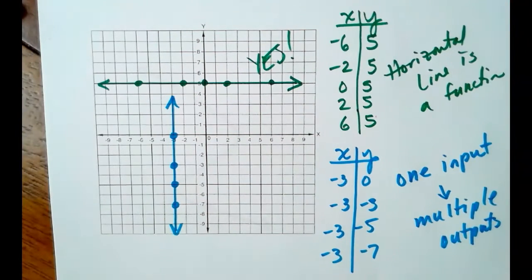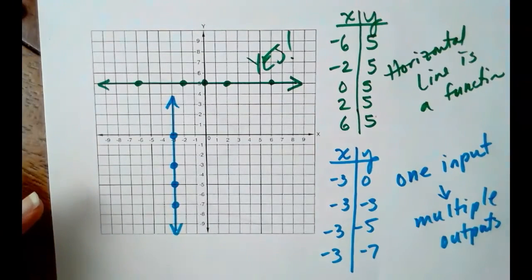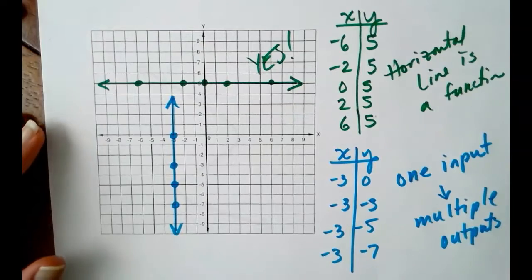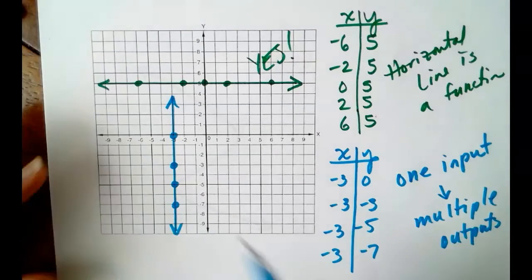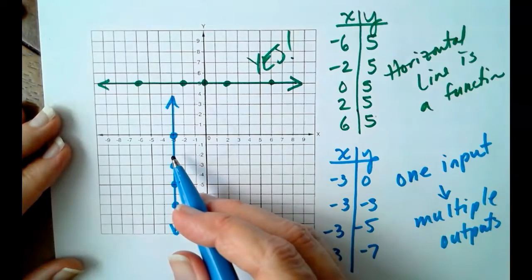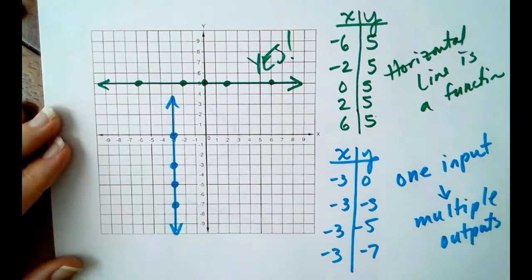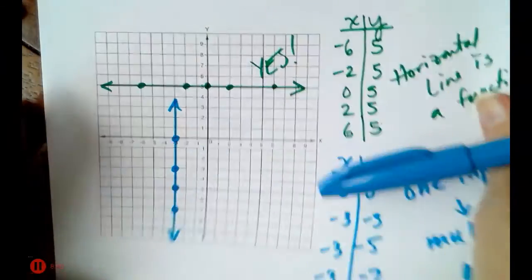It's like going to the vending machine and hitting the same button and then getting different bags of chips or candy bars every time you hit the same button. That's not a function. And also, like I said earlier, can a vertical line pass the vertical line test? No, because it's going to touch it at infinitely many points.